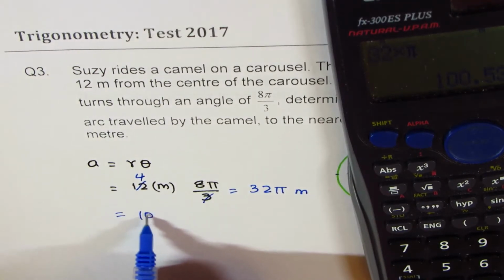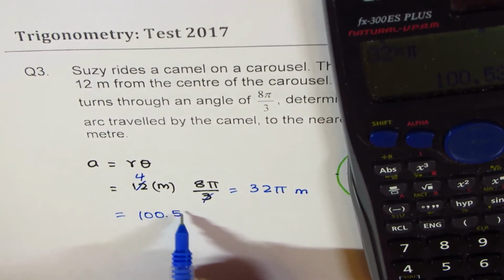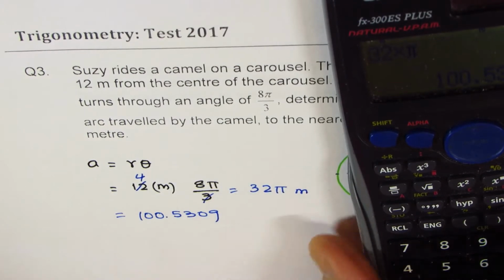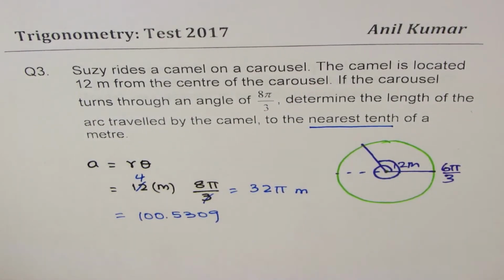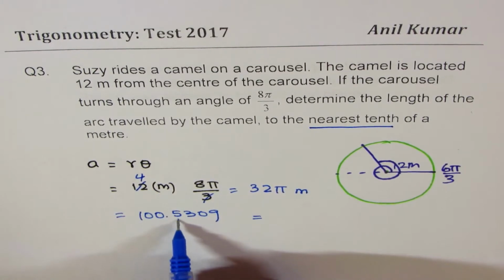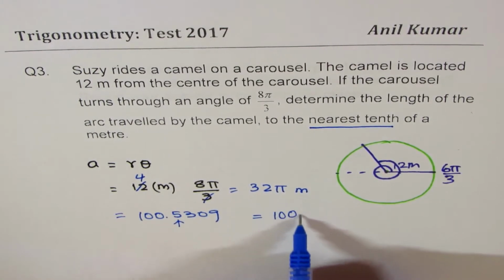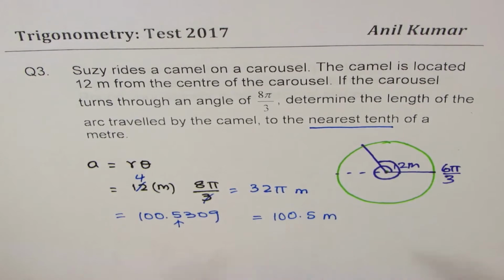It is equals to 100.5309. Now we want it to nearest 10th, so you have to round it to 10th place, which is 100.5 meters, correct? So I hope that is absolutely clear.